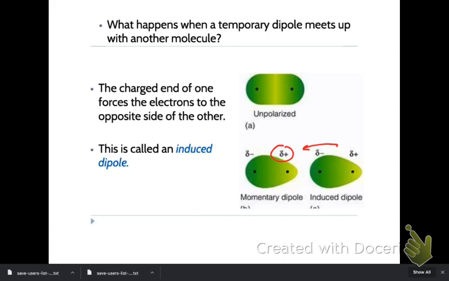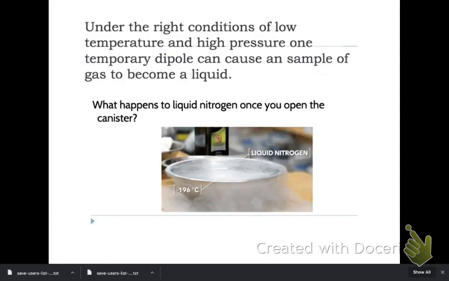And so now they are going to be kind of stuck together by this temporary dipole, which is our dispersion force. Very, very weak. It's really easy to break those. Just again, increase the temperature or decrease the pressure, and they will go right back to being a gas. So again, under the right conditions of really low temperature and high pressure, one temporary dipole can cause a sample of gas to become a liquid.